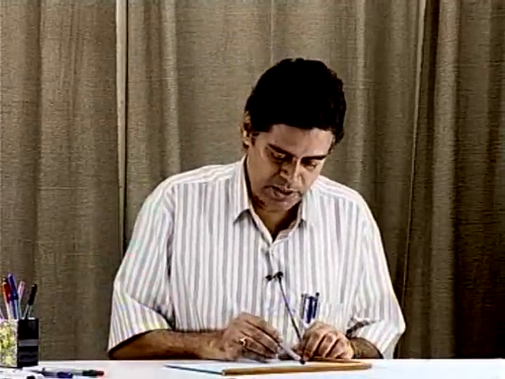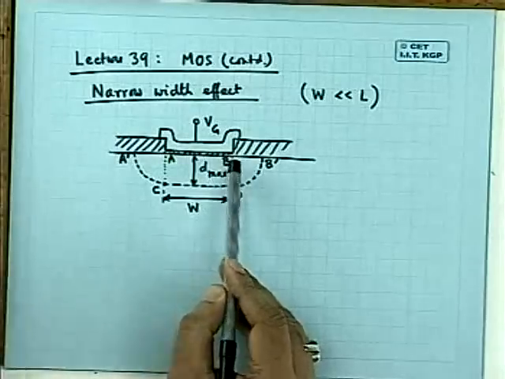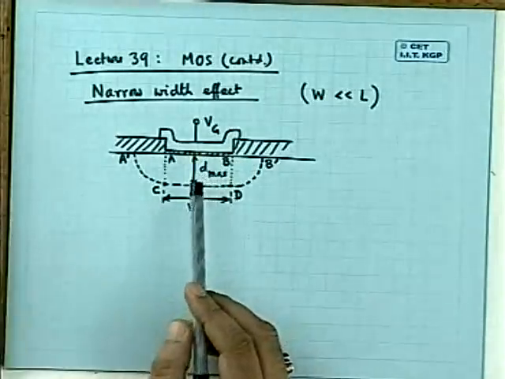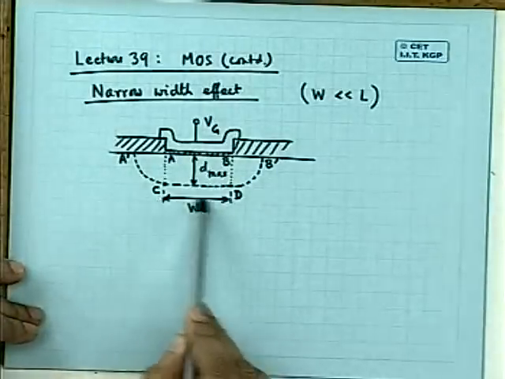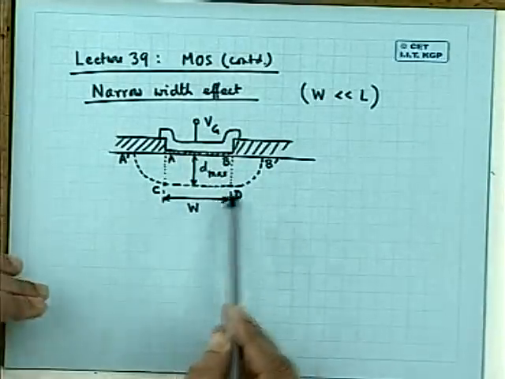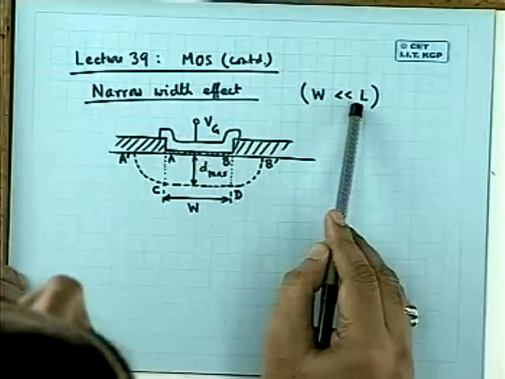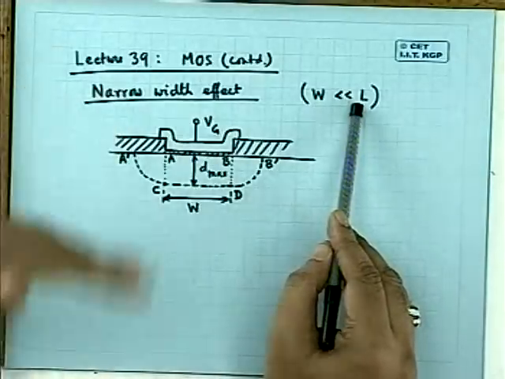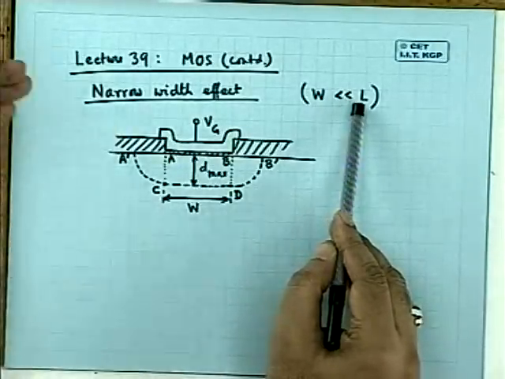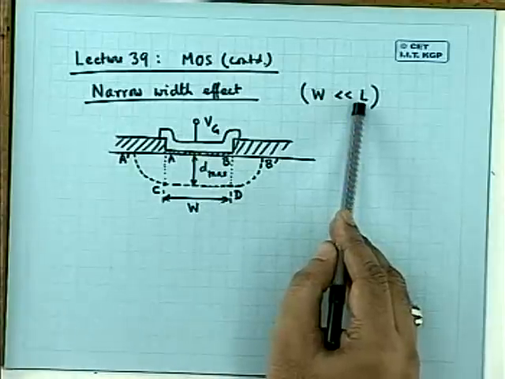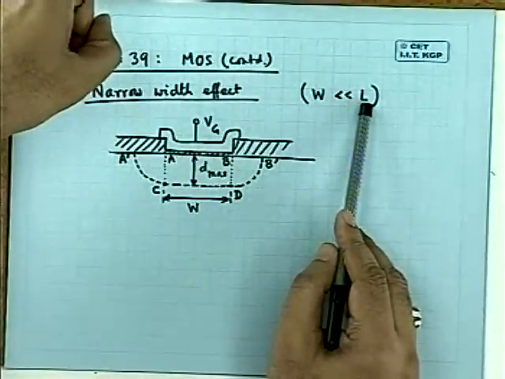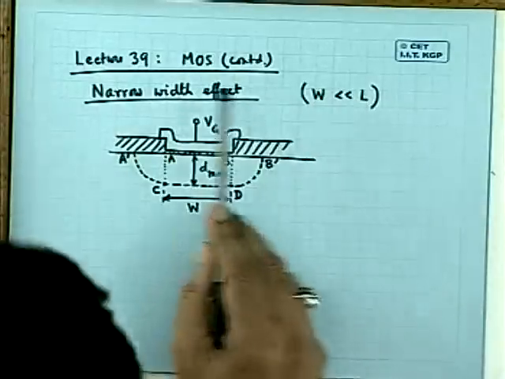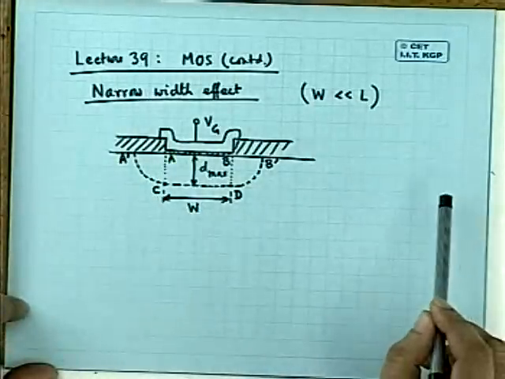In that case, the only way to define the channel along the transverse direction or the width, that is why I have called it W now. In the earlier diagram, this was L, but in this diagram, this is W, and I have assumed W is very small compared to L. Just the other extreme. In the last lecture it was L very small compared to W. Now W is very small compared. That is why it is called narrow width effect.